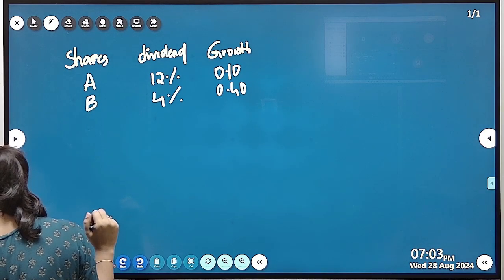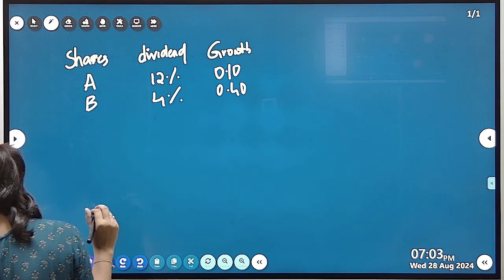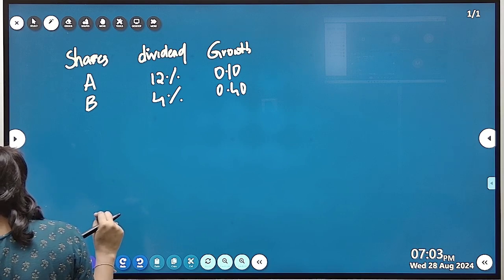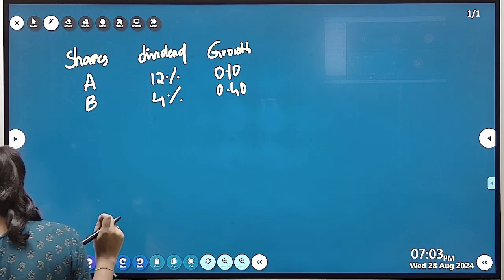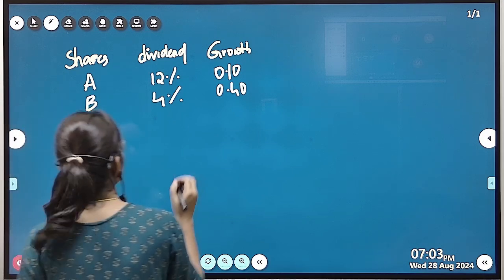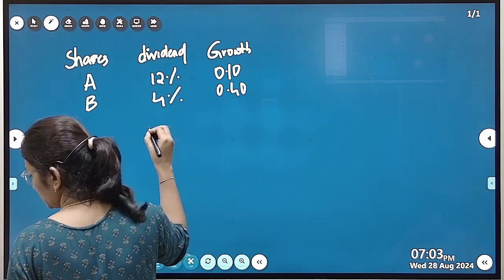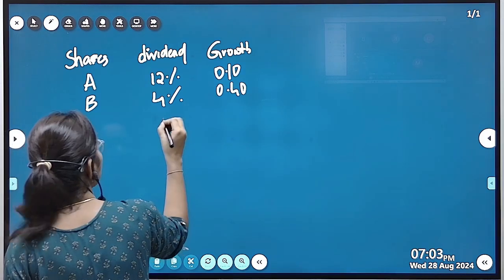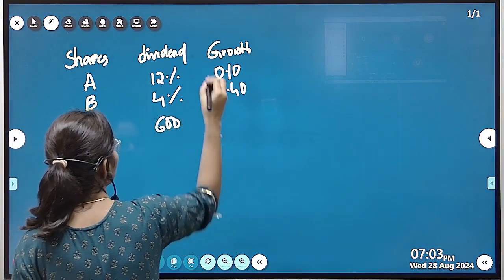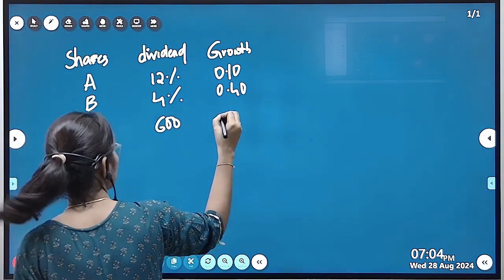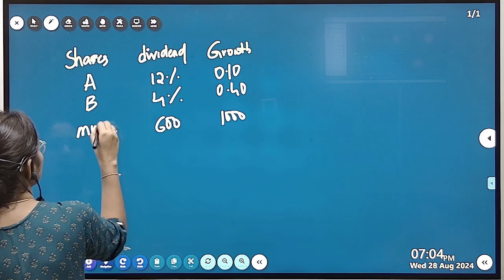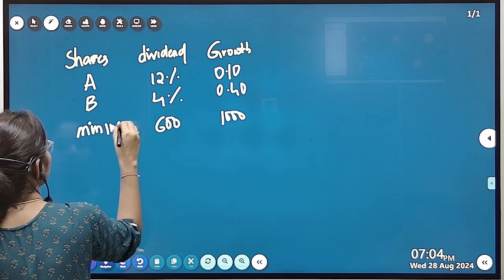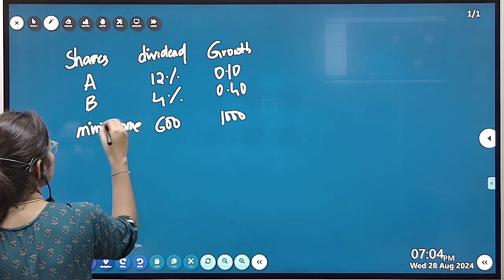So he requires investing the minimum total sum which will give the dividend total of at least 600 per annum and the growth the total of 1000 rupees. So the dividend is giving how much? 600, and the growth is giving 1000 rupees. Minimum income. His minimum income is this much.